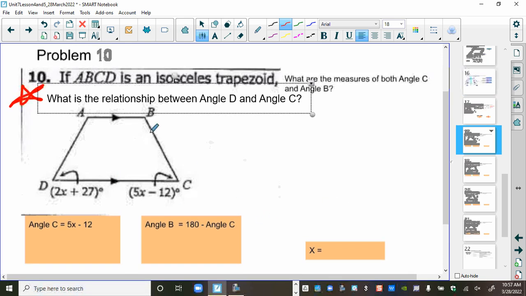So what do we have for this problem? We want to find out what's the measure of angle C, angle B. Well, they gave us angle C. They also gave us angle D. So what would be the relationship between angle C and D? They're both the same. Yeah, there's your setup.